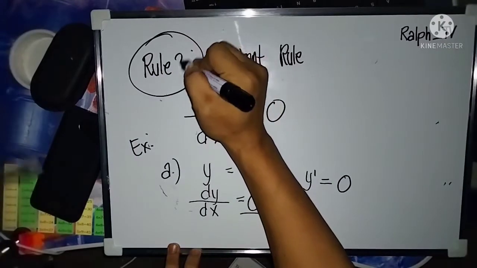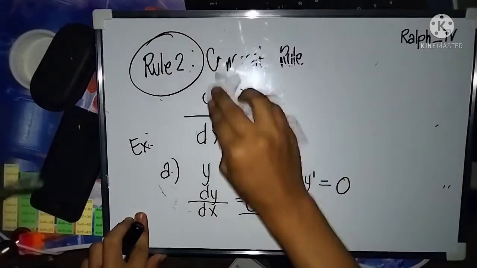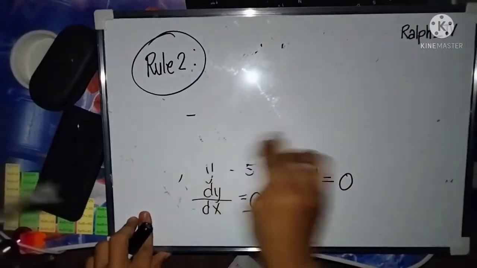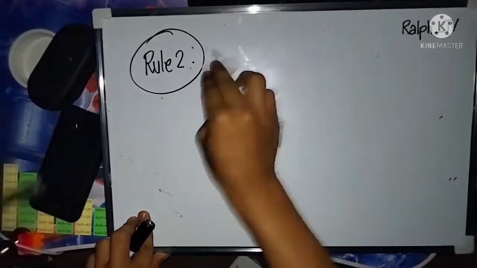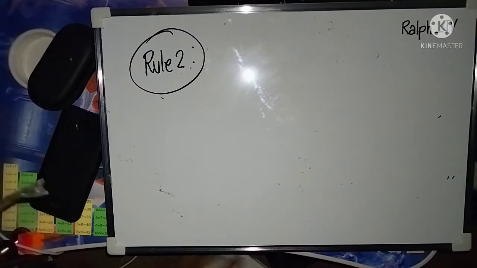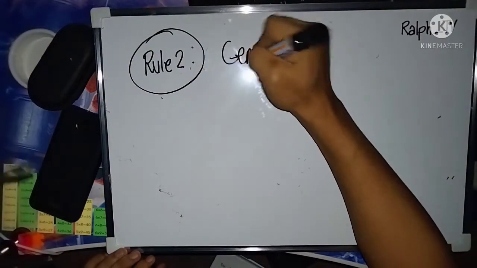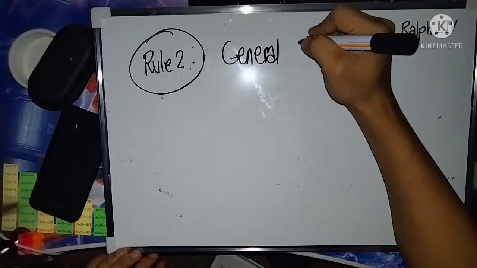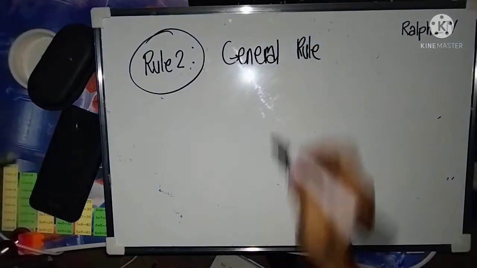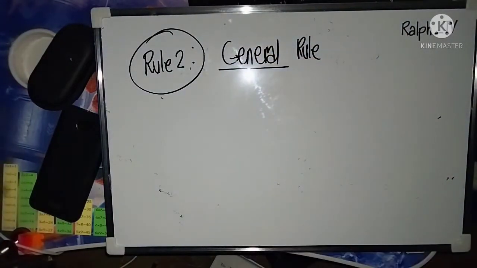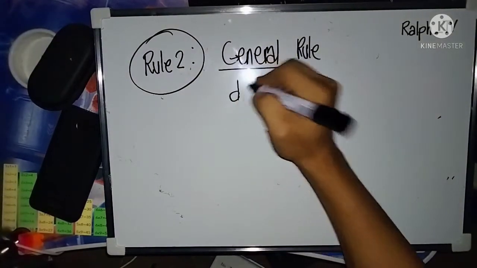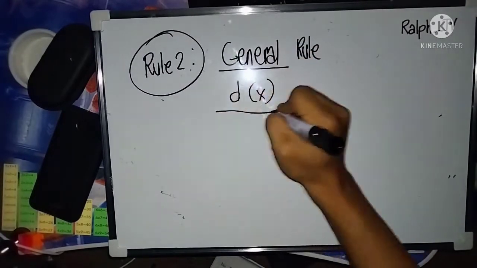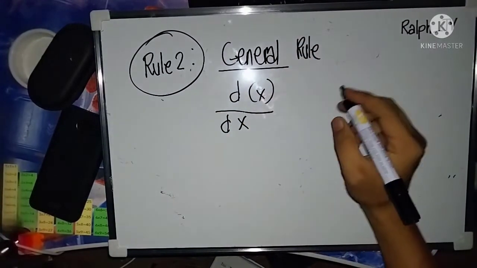Rule number 2. So let's proceed to the rule number 2, which is the general rule. Pag sinabi mong general, ay, pangkalahatan. So we have the derivatives of x in terms of x is equals to 1.